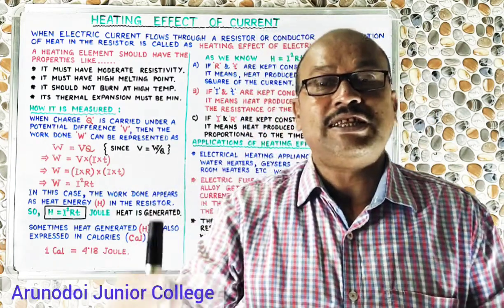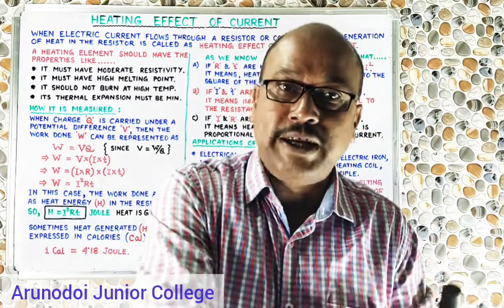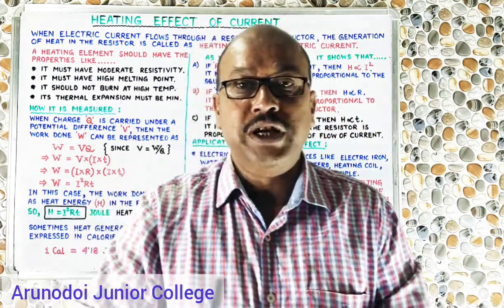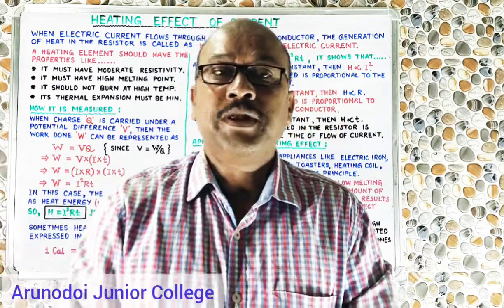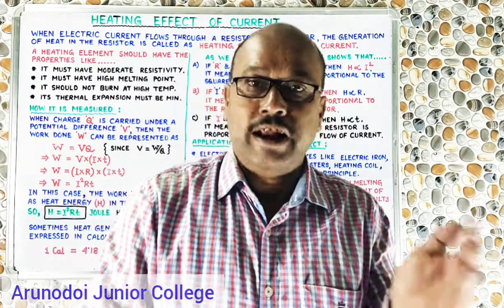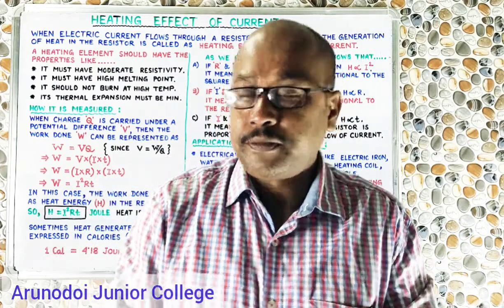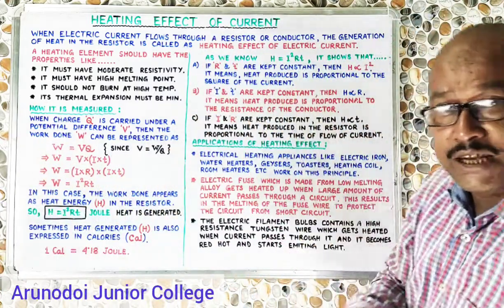If you increase the resistance by 2 times, heat generated also will increase by 2 times. Similarly, if you increase the resistance 3 times, 4 times, 5 times, heat generated also will increase 3 times, 4 times and 5 times respectively. So this is the second observation we have got from this relation.